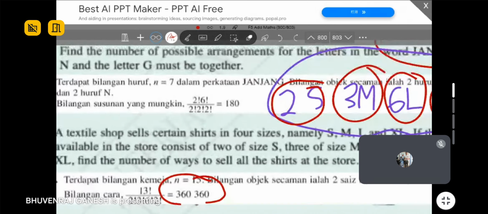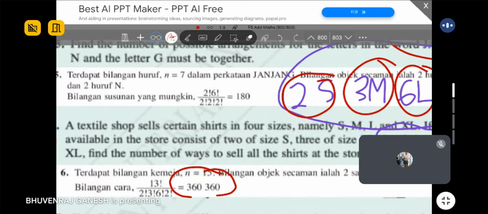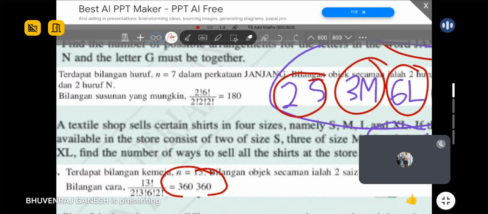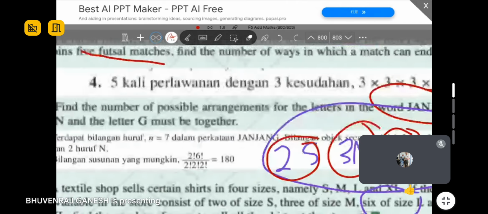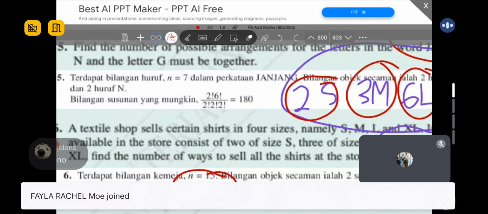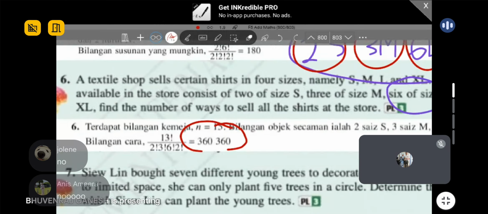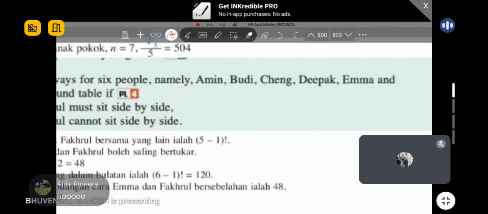Understand, guys? So this is the answer for question 6. Clear? So you should get this answer. Any problem so far? Apa-apa kamu rasa tak boleh faham? Clear, huh? Okay, very good. Okay, we go to the halfway point of today's lesson.